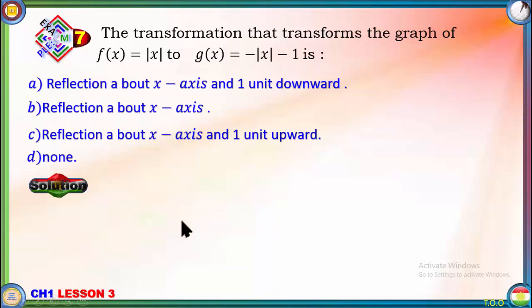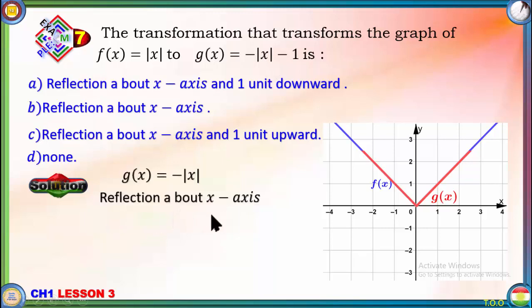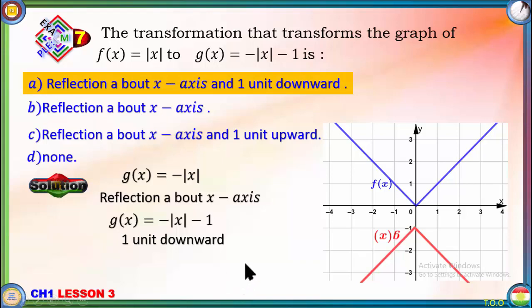That means A is the correct answer. And if we draw a graph of f(x), the first thing is to find g(x). We have minus absolute value of x, a reflection about the x-axis, like this. And then minus 1, that means taking it down 1 unit, like this. This is the graph of g(x). A is the correct answer.